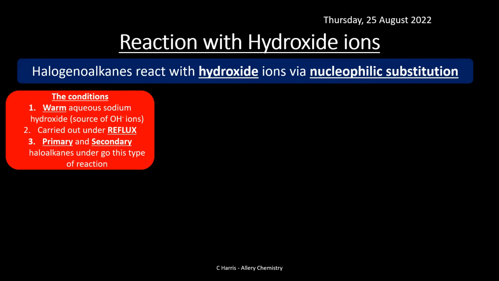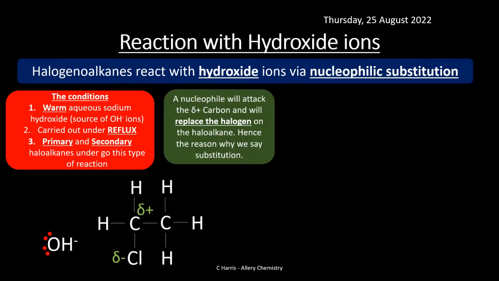So the conditions for this is it has to be warm aqueous sodium hydroxide. That gives you the source of OH- ions. It's under reflux, so you basically have the big reflux column. And then you've got primary and secondary haloalkanes undergo this type of reaction. So when you react them with primary or secondaries, then this will work. It won't work with tertiaries. Okay. So let's have a look. We've got a halogenoalkane here. So this is obviously chloroethane.